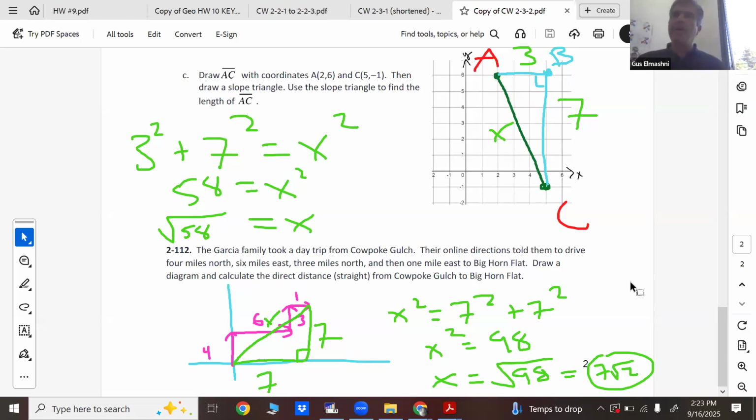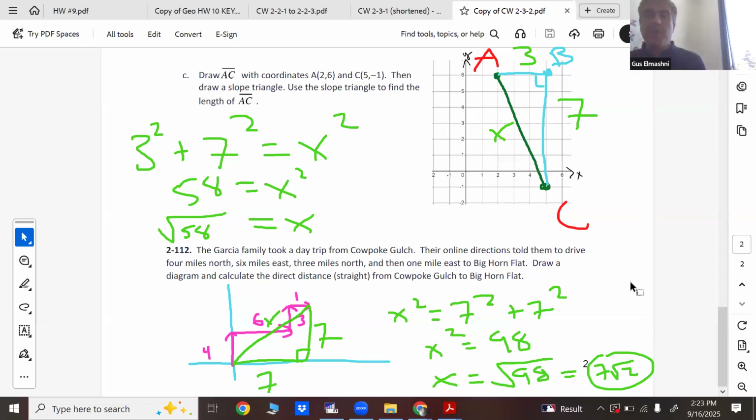And why 7√2? Because if you try to find factors, 98 is not a perfect square. 98 is obviously divisible by 1, but it is not divisible by 4. It's not divisible by 9. It's not divisible by 16. It's not divisible by 25. It's not divisible by 36. It is divisible by 49. 49 times 2 is 98. √49 is 7. That's why you get 7√2.